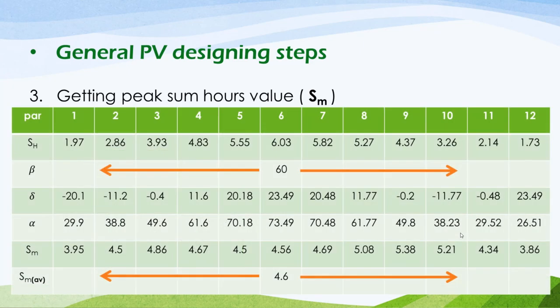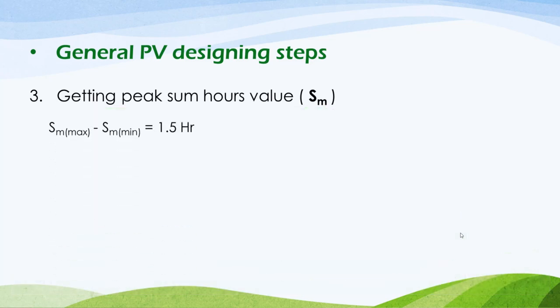Here for our case, the minimum value is 3.86 and the maximum value is 5.38. So the difference between them is 1.5 hours, which is less than 2 hours. For this condition, we will choose the average value, which is the summation of all the months' values over 12. So it will be 4.6 hours, which is the final value of the global tilted irradiation hours. So by this way, we can get the final value of the net hours at which we will get maximum radiation from the solar panels, then the maximum electrical power that we need to feed our loads.